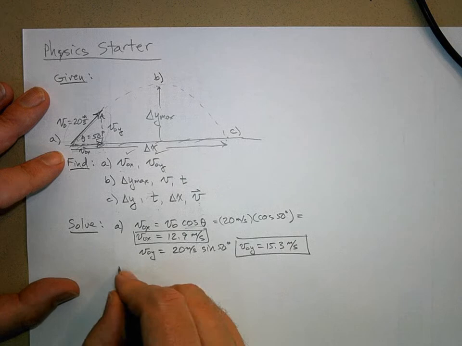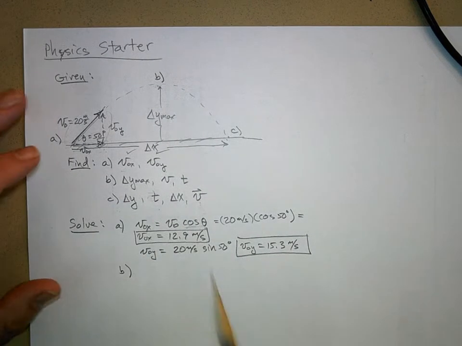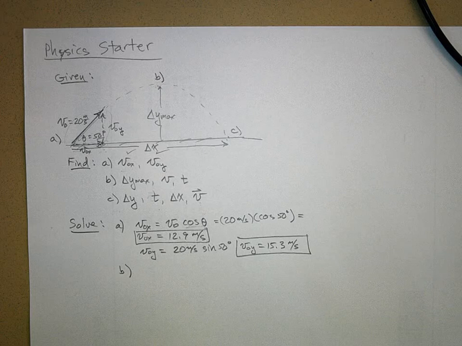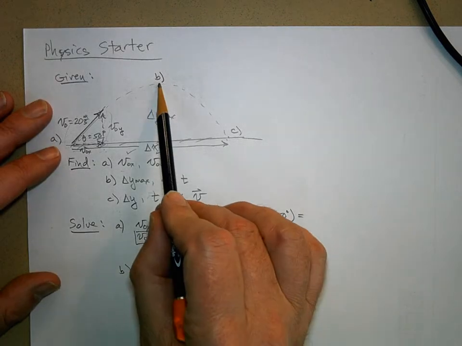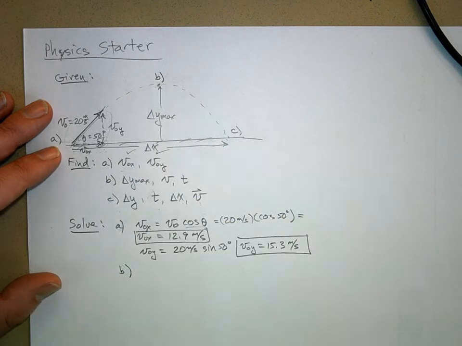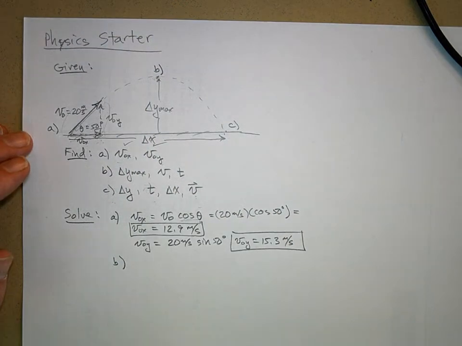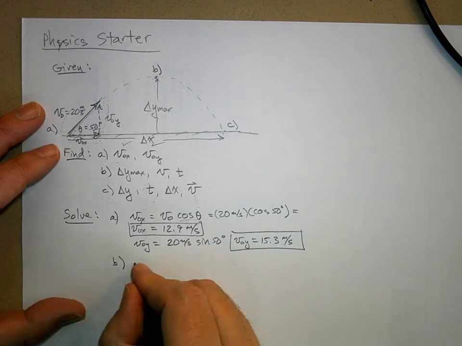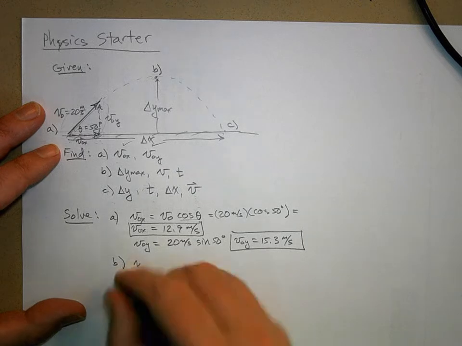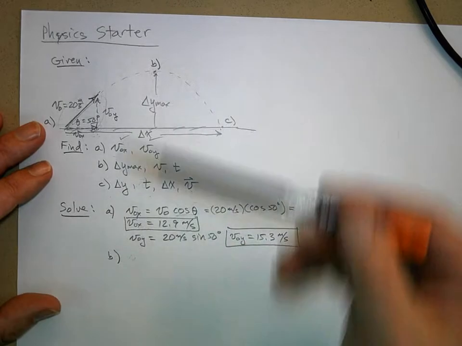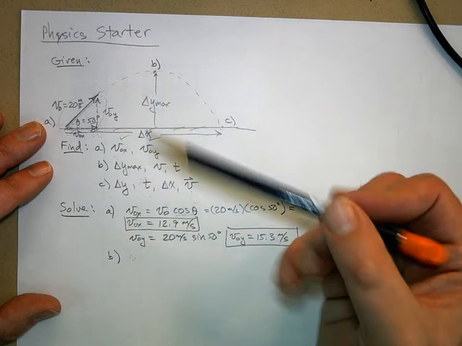Now for part B, delta y max. Now here's what you have to understand in order to get this problem. You have to understand that what is true about the velocity at the very top? Yes, exactly. The y component of the velocity is 0. So if I say this, well, so what do I know? I know the initial velocity in the y. I know the final velocity in the y is 0.